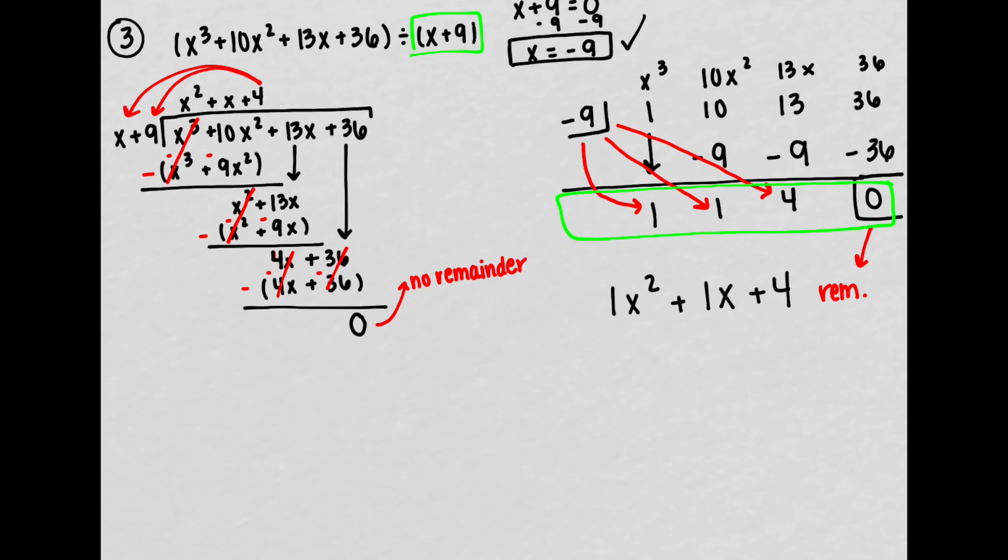Now, since there's no remainder, I don't have anything else. And if you look, our answer we got with synthetic division is the same exact answer we got with long division. So that's how you know both of these work, as long as when you set your divisor equal to 0 and solve, it gives you a whole number.